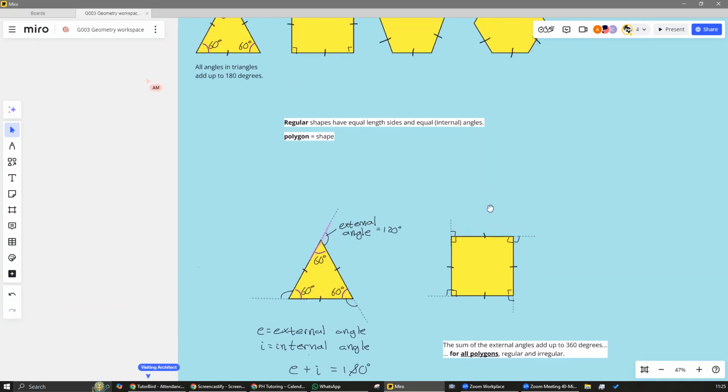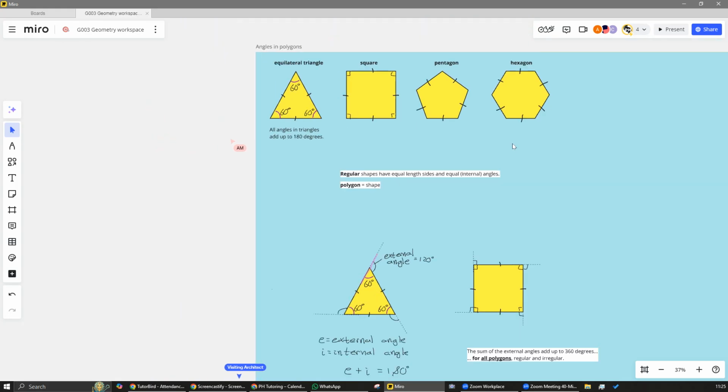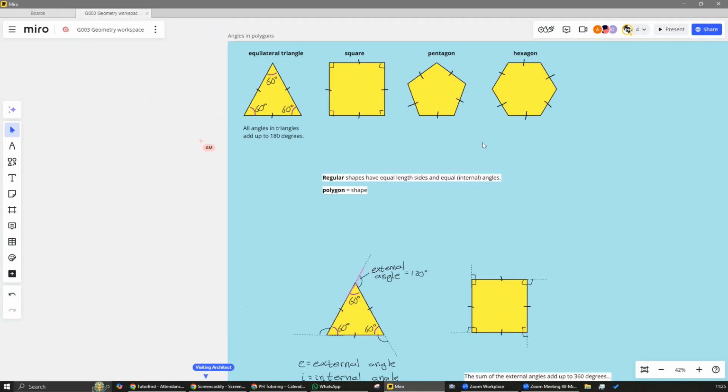So let's have a look at some of these other shapes, and your next task is to see if you can calculate the external and internal angles of the regular pentagon and the regular hexagon. Okay, I'll pause the video while you have a go at that.